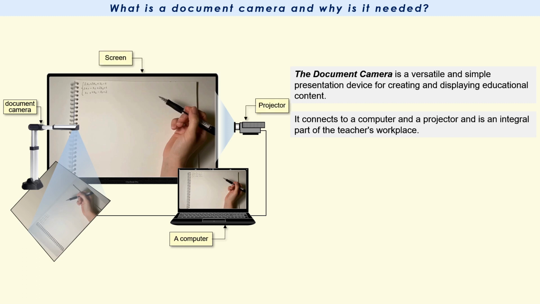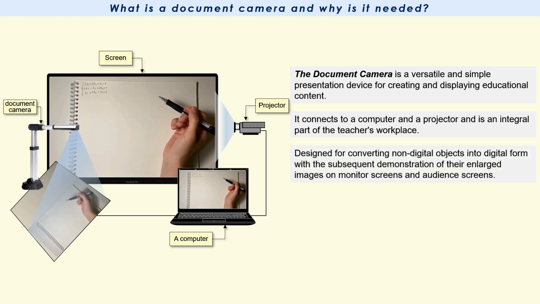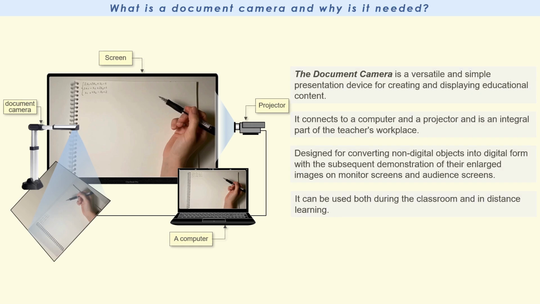workplace. The main purpose of a document camera is to convert non-digital objects into digital form, with the subsequent demonstration of their enlarged images on monitor screens and classroom screens. Document cameras can be used both during classroom activities and in distance learning.